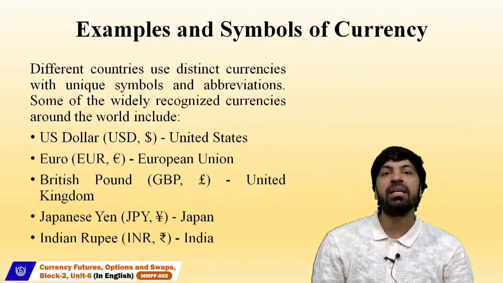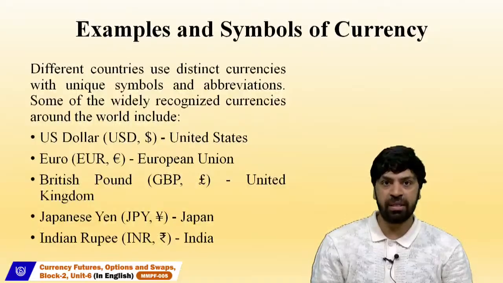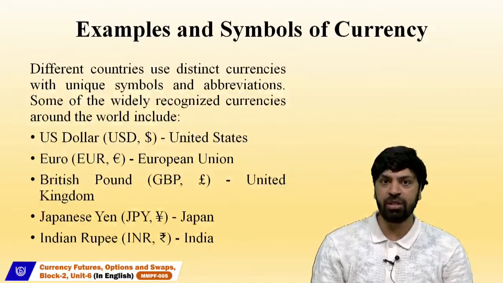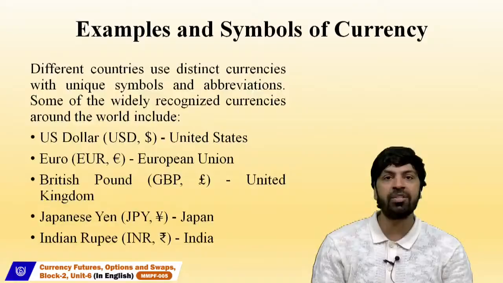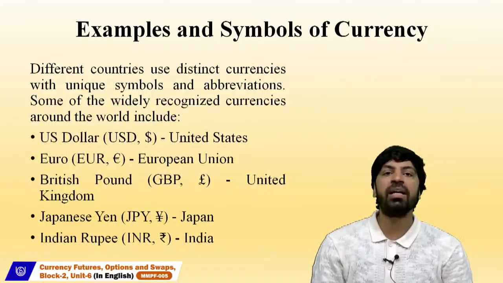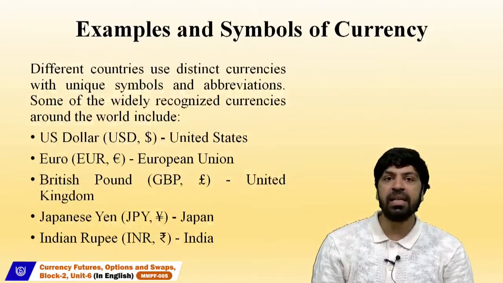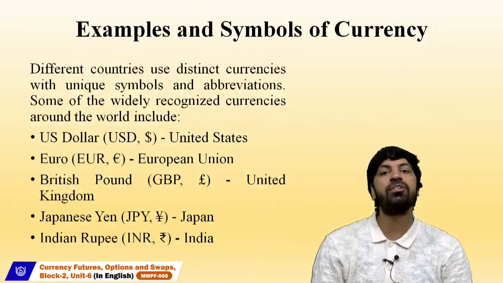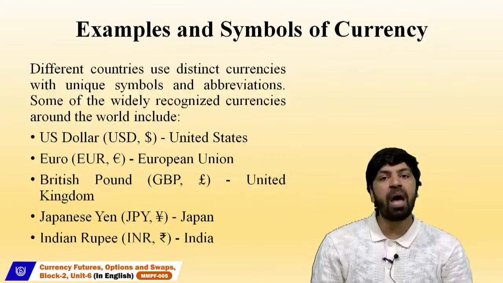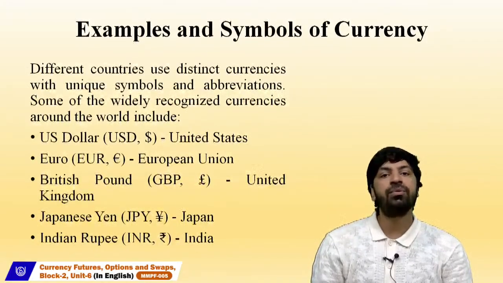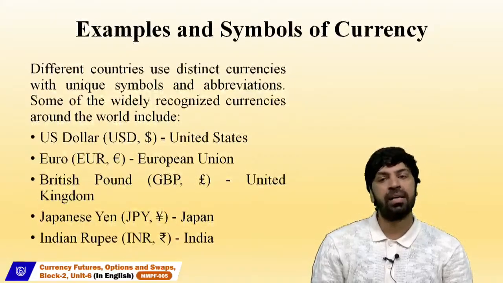Let's begin with the examples and the symbols of currency. Different currencies use specific or unique symbols and abbreviations, and some of the widely recognized currencies worldwide include the United States dollar, that is USD, in the United States, the euro in the European Union, the British pound, that is GBP, in the United Kingdom, the Japanese yen in Japan, and the Indian rupee, that is INR, in India.